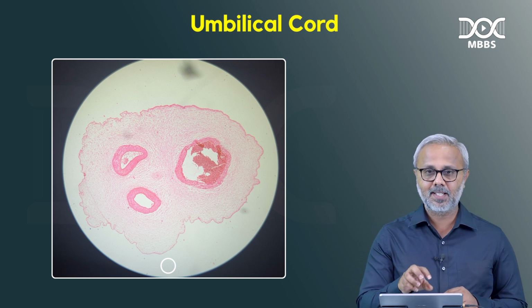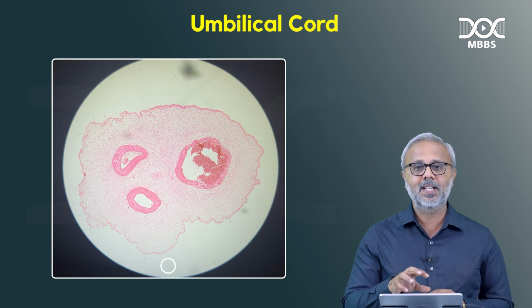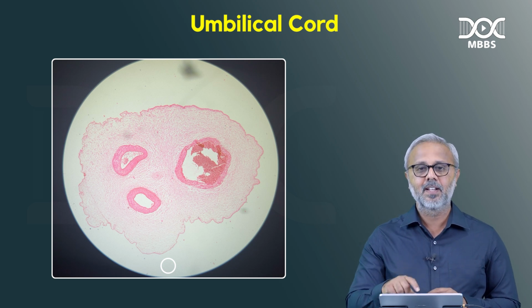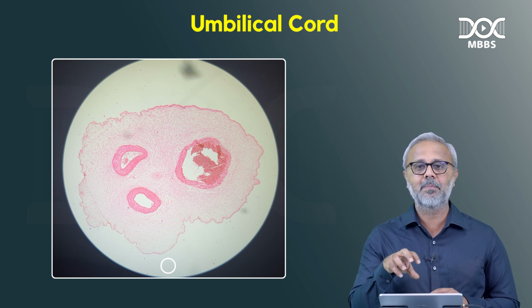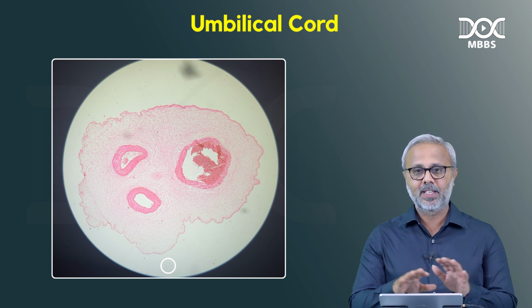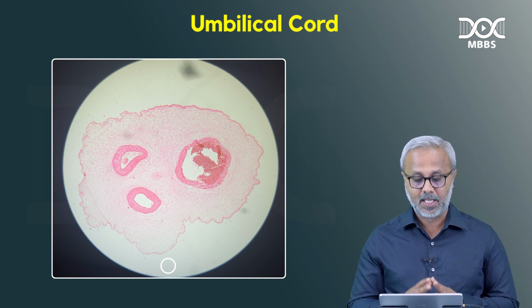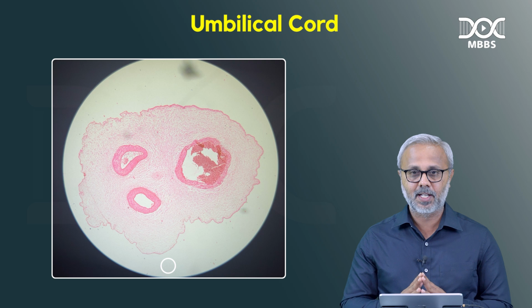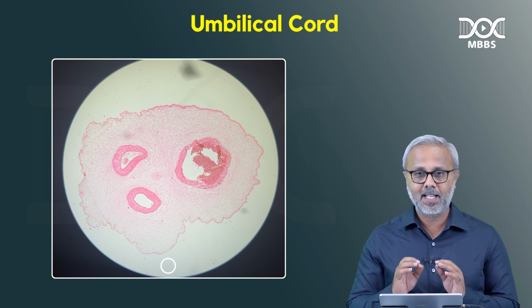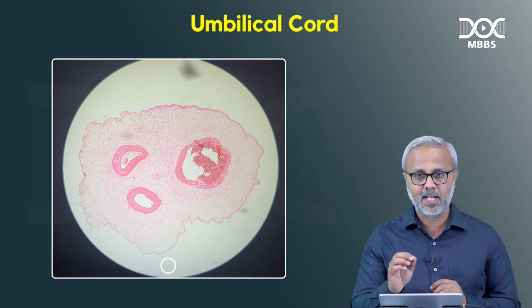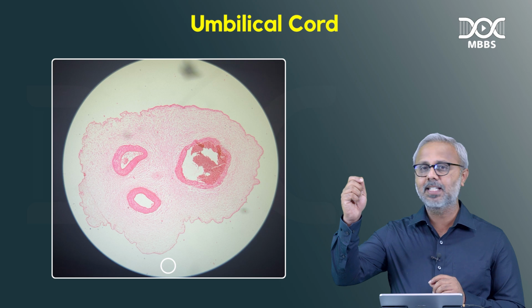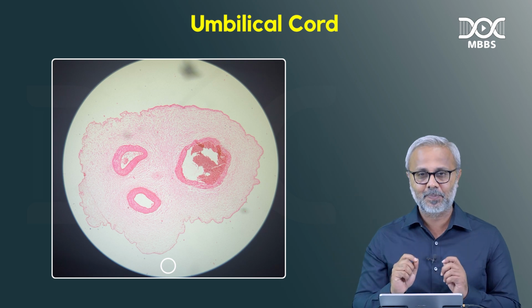How do you identify this as umbilical cord? This typically has the appearance of a face with two eyes and one big mouth, right? So this is the slide of umbilical cord. Even if you get this for discussion, this is the reason why I said every time you get a slide, try to hold it against light and see it once, right?